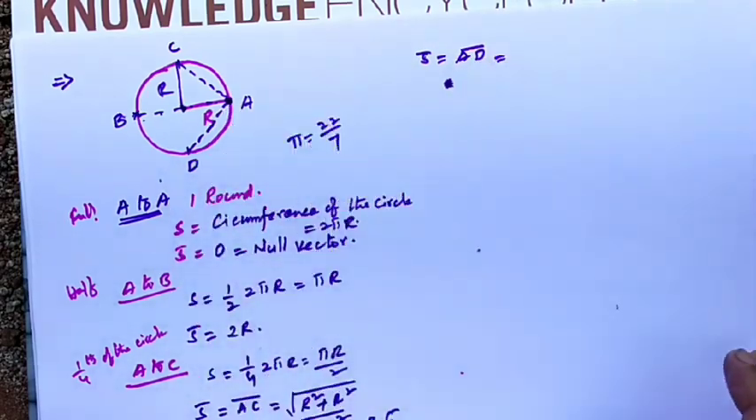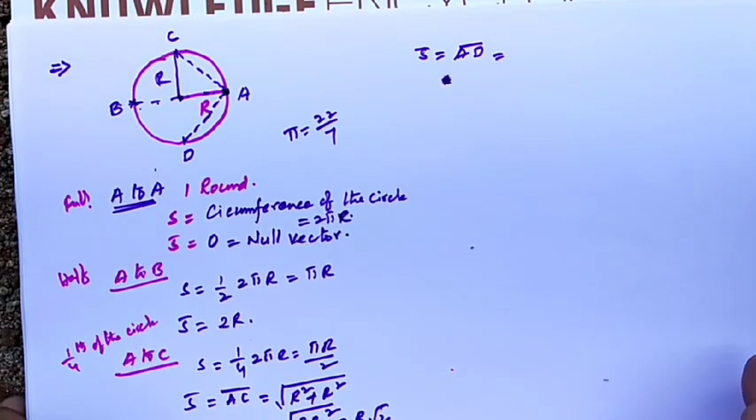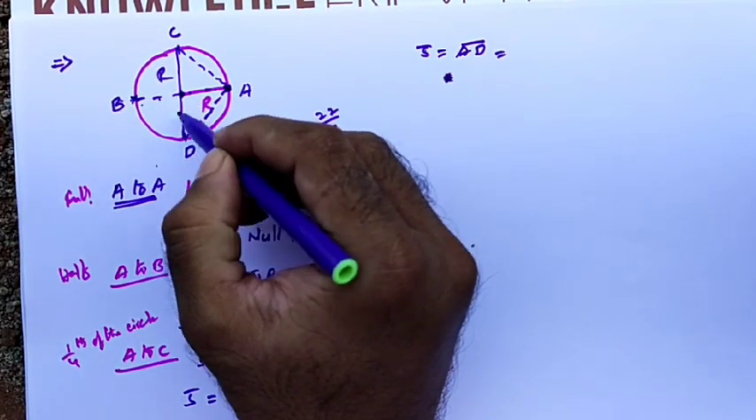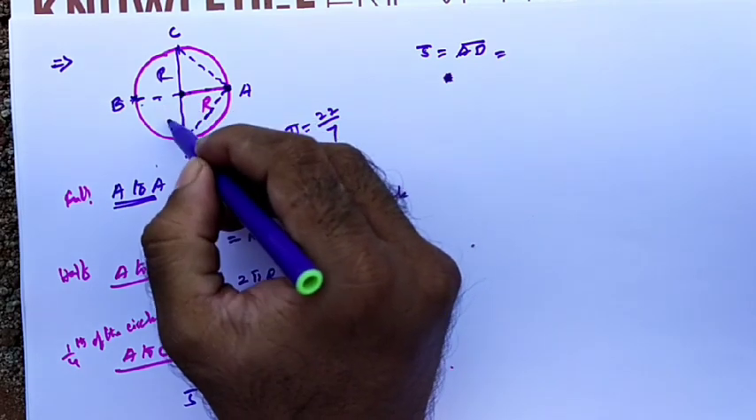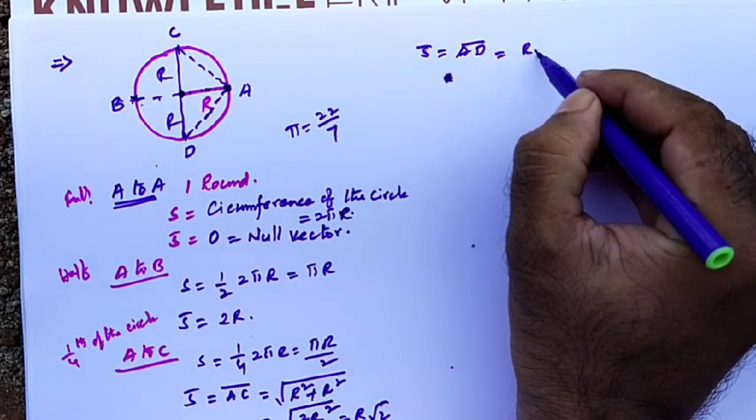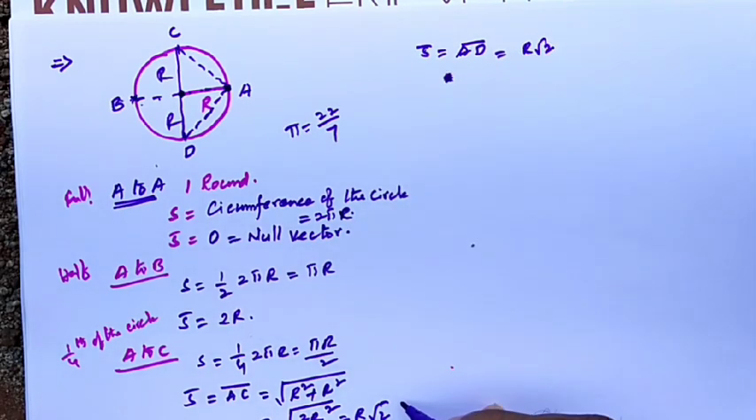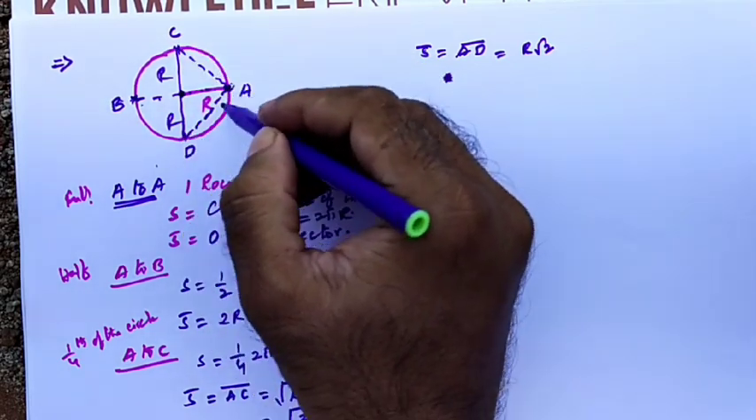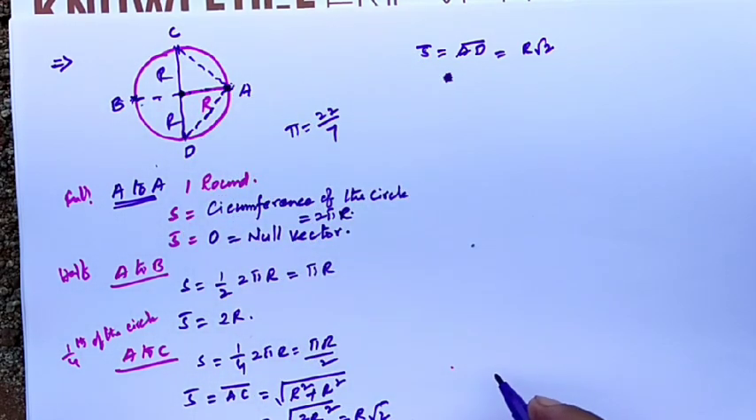Vector AD is the displacement. Clear? Now how to calculate this? Again you see the center to D is r. As this is r and this is r, how much will be that? R root 2. Similarly, the length of the vector A to C is also the same, r root 2. Understood?